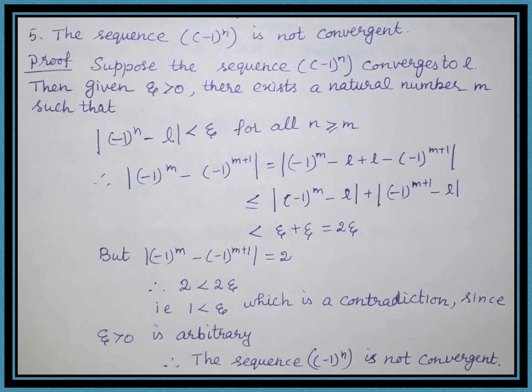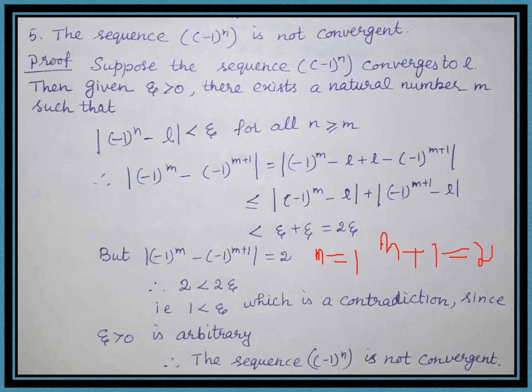So let us take m to be some value, m equal to 1, then m plus 1 equals 2. Whenever m is odd, m plus 1 is going to be even. Therefore, (minus 1) power m will be minus 1, then (minus 1) power m plus 1 will become plus 1. So, minus 1 minus plus 1, so we have the absolute value of minus 2 here. That will become 2.